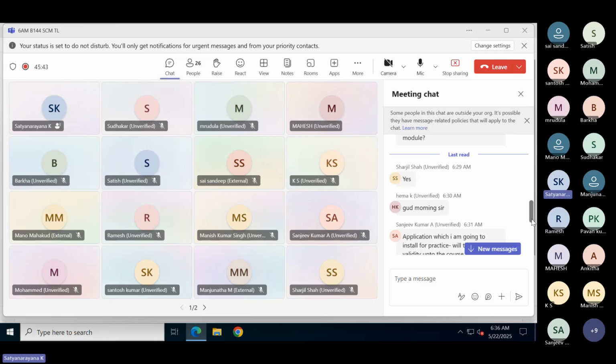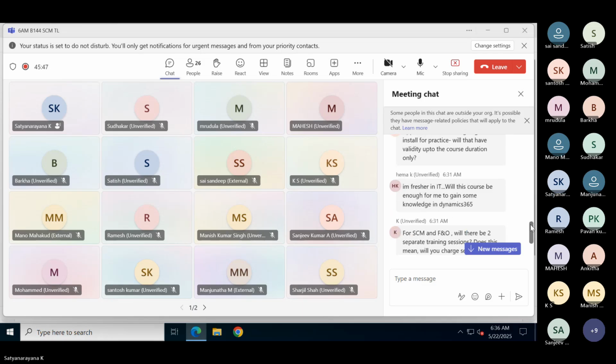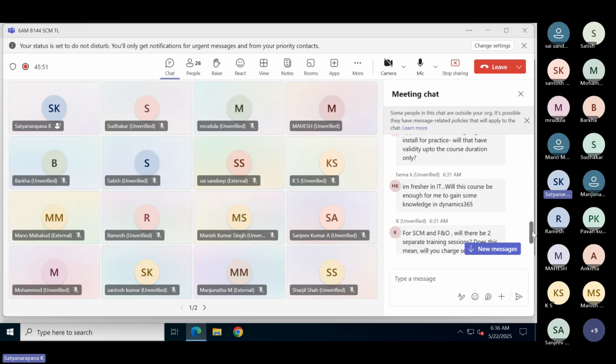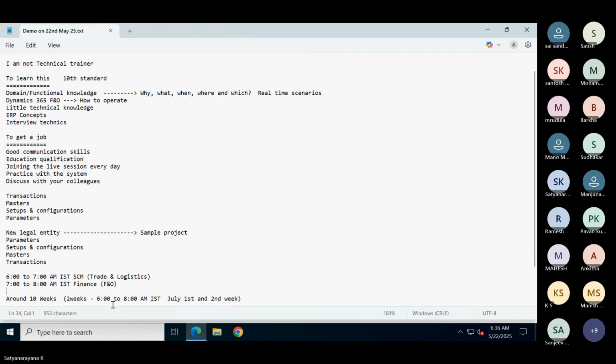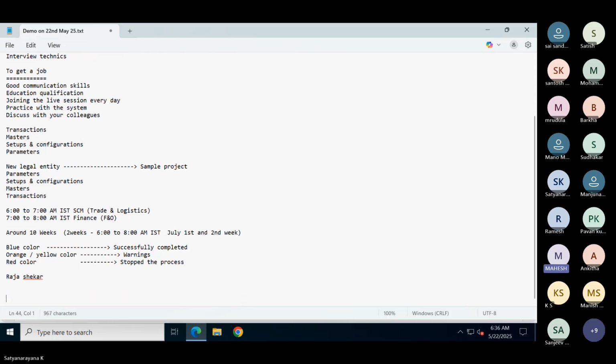Fine. Give me a second. And if you want the installation guy's number, let me give it. His name is Rajashekar. Okay, so let me give his number.